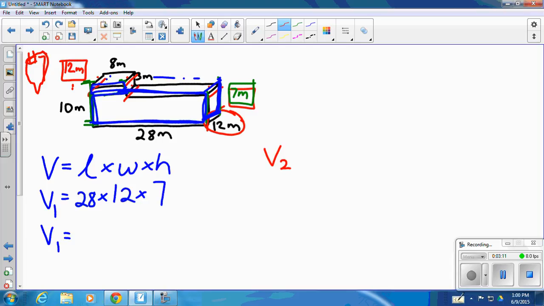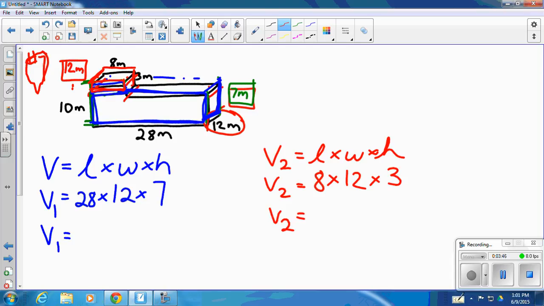For volume 2, I'm looking at this tiny little one up here. So again, it's still length times width times height. So what's my length? It's congruent to this, 8. My width is 12. And my height is going to be 3. Okay, another mathematician, please take those numbers and multiply. Has someone figured this one out yet?